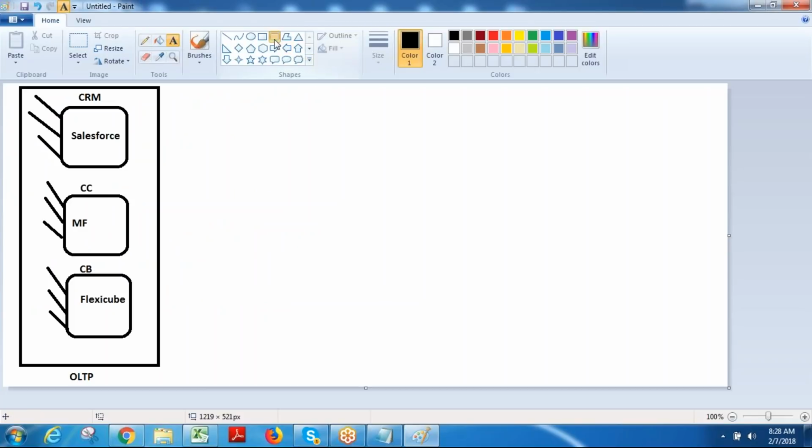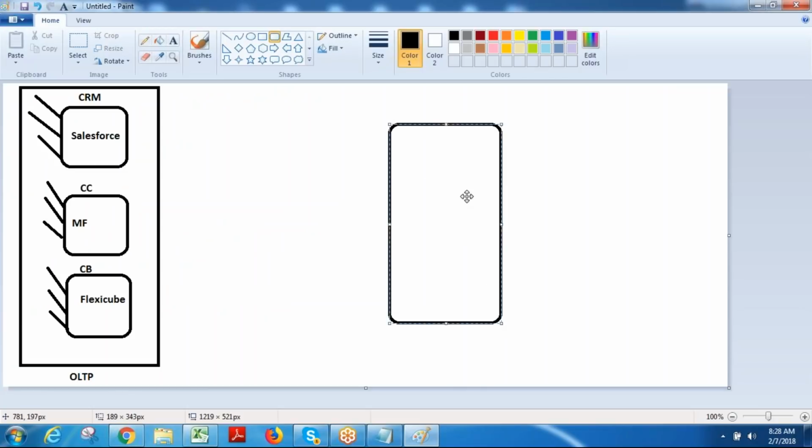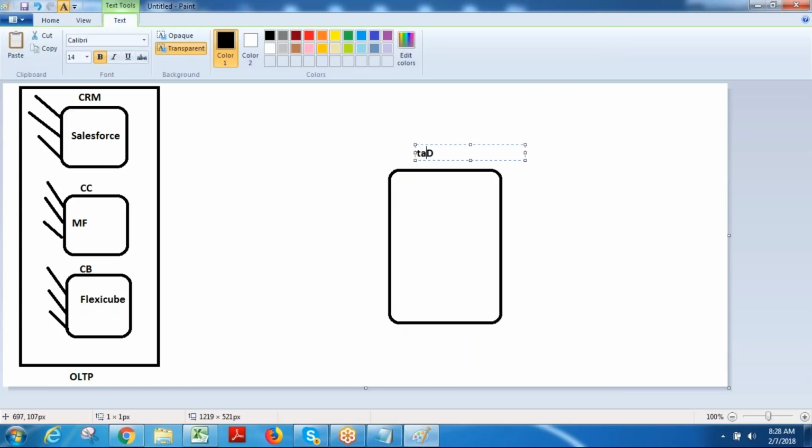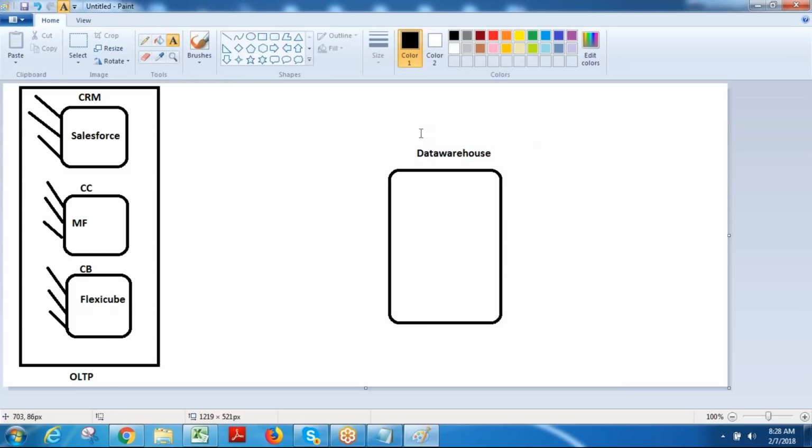Now, when we come back to this example, Bank of America has decided to build a data warehouse for themselves to analyze the data, how they're doing in each line of business. So what Bank of America does is build a centralized data warehouse, basically for analyzing the data.